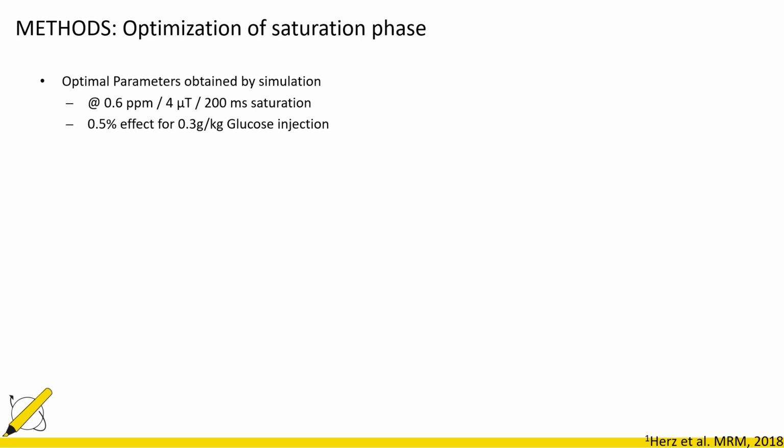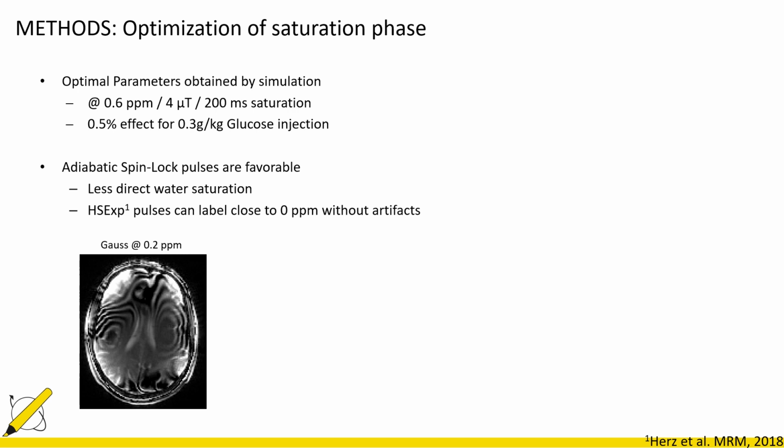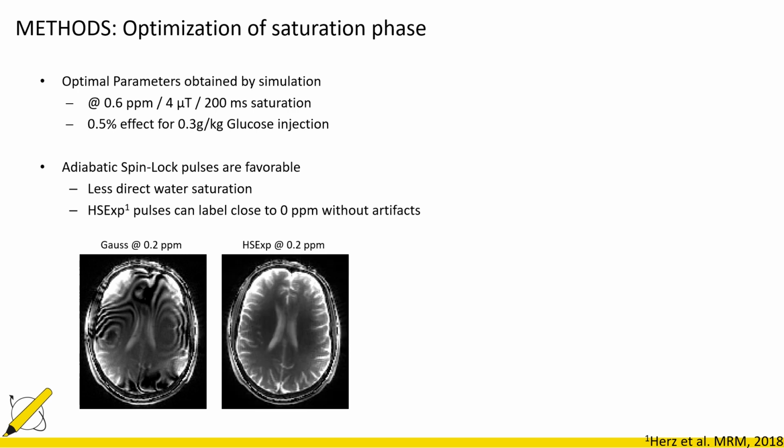And with classical shaped pulses like Gaussian, for example, we get artifacts. Since we are labeling so close to the water resonance frequency, we introduce these oscillations. Therefore, we decided to go for adiabatic spin-lock pulses, as they have less direct water saturation since they restore the longitudinal magnetization after the locking pulse. And with our amplitude-matched spin-lock pulses we published recently, we can label close to the water resonance frequency without any artifacts, as you can see here in this image.